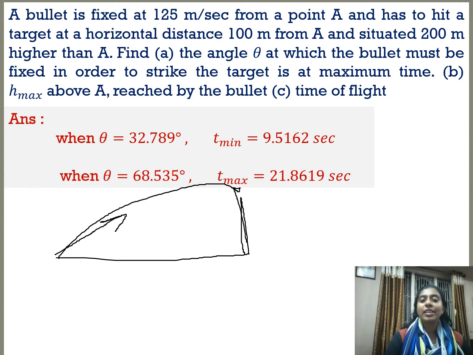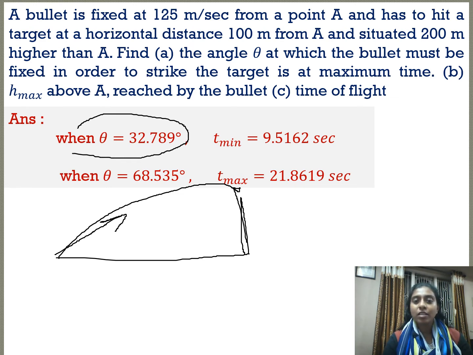So now find the angle. We have u is equal to 125 meter per second. So u cos theta is the x component and u sin theta will be the y component. Now you can find Sx. Sx, that is horizontal distance, is 100 meter. So you can use S is equal to ut plus half at square for x direction and y direction. So find t from the x direction, substitute it in the y direction. We will get two values for theta.